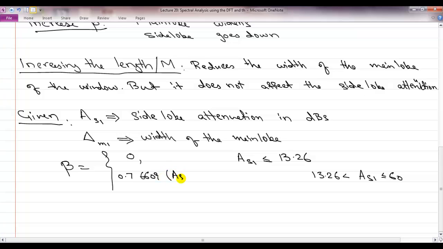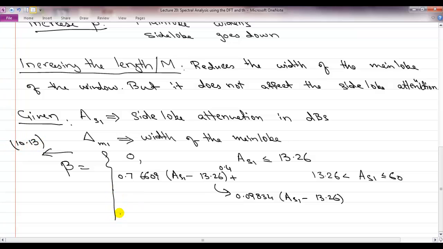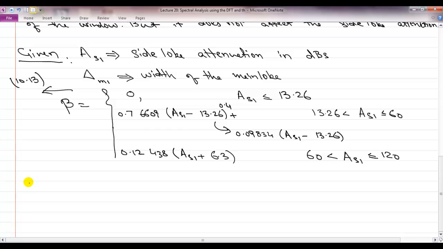0.76609 (ASL minus 13.26) to the power 0.4 plus 0.09834 (ASL minus 13.26). This formula is given as equation 10.13 in your text, just in case you want to take a look at it. And if the side lobe has to be bigger than 60 dB, as long as it is less than or equal to 120 dB, then you should use the value of beta as 0.12438 (ASL plus 6.3).